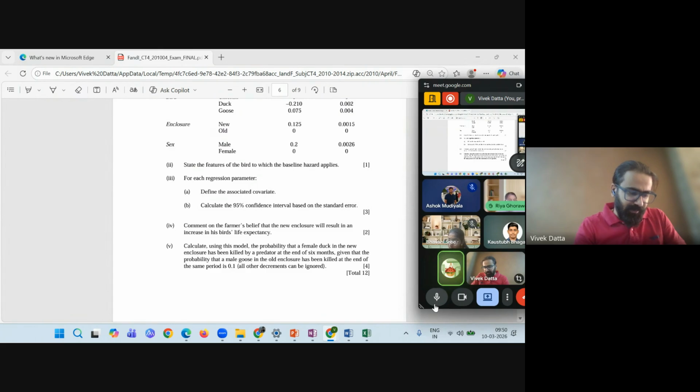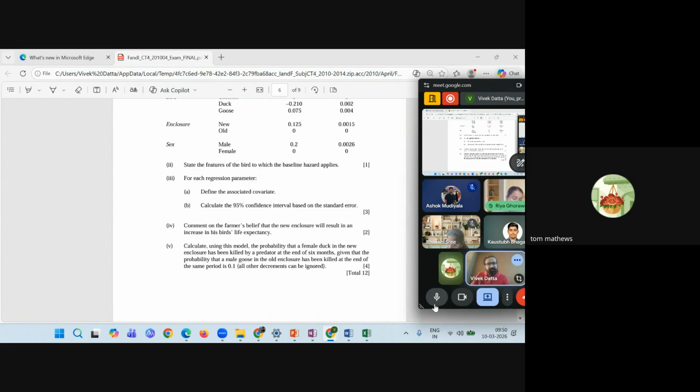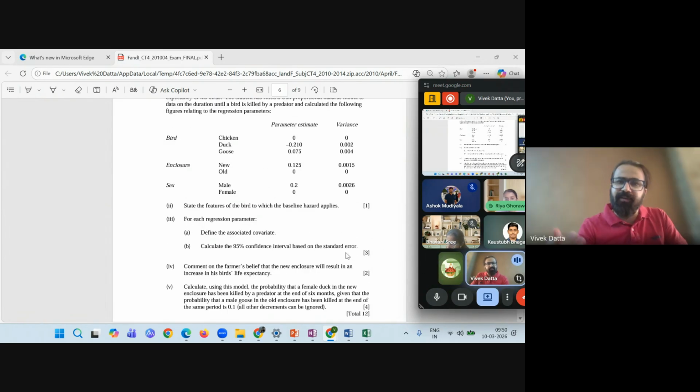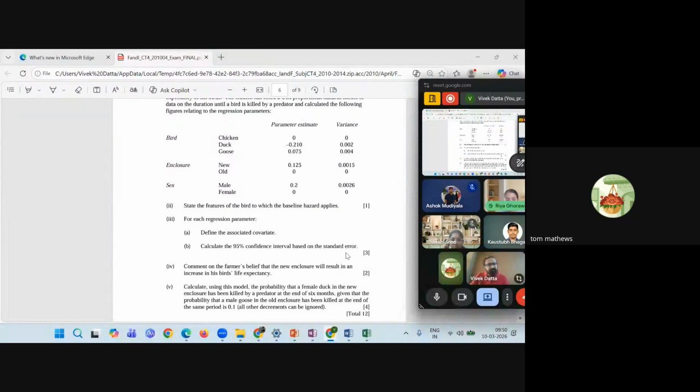I'm not asking what you're making for lunch. I'm asking you, the question itself is given. Chicken is given. Which chicken is given? What is the sex of the chicken? Here, the associated covariates are given: chicken is the baseline, and then duck versus chicken, goose versus chicken.